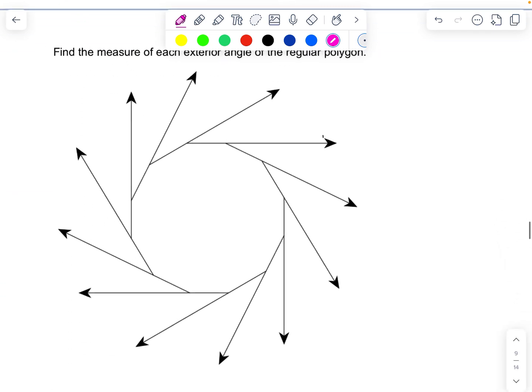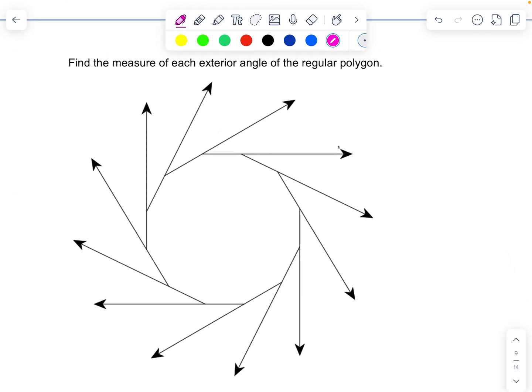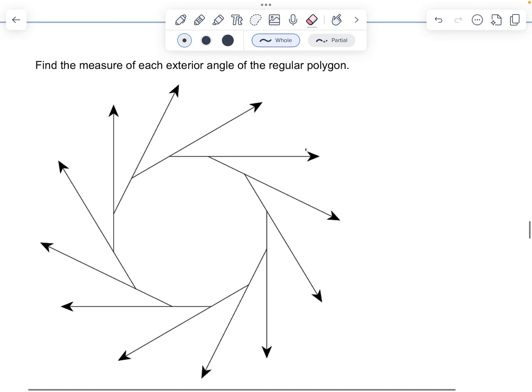Number 14, oh, beautiful. I love this one. We did this one in class. This one's the best. This is a 12-sided figure, if I remember right. Let me count the sides. 1, 2, 3, 4, 5, 6, 7, 8, 9, 10, 11, 12. Yep, it's 12 sides. It's called a dodecagon. Okay? All right. So, we need to find each of the exterior angles.